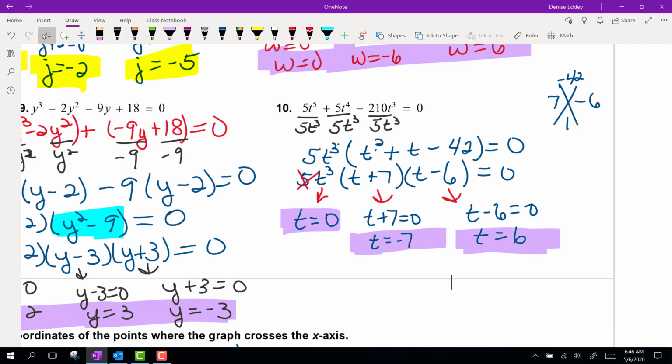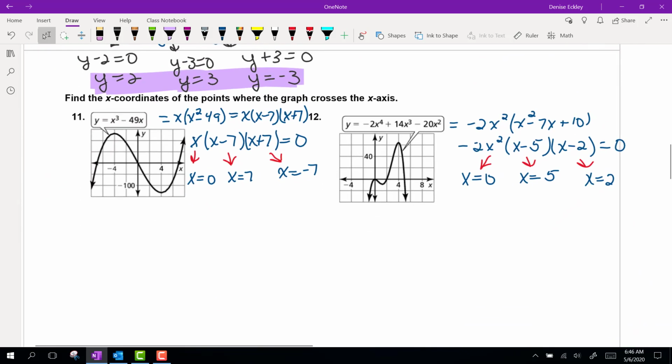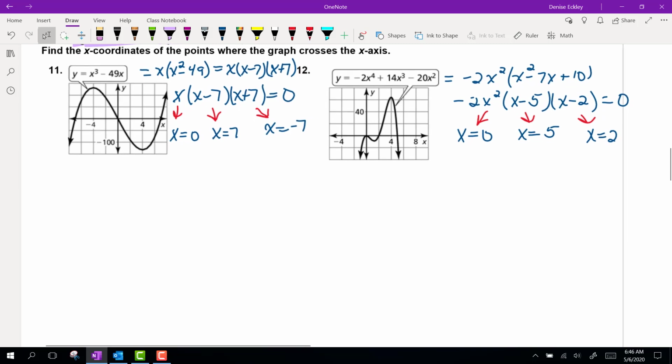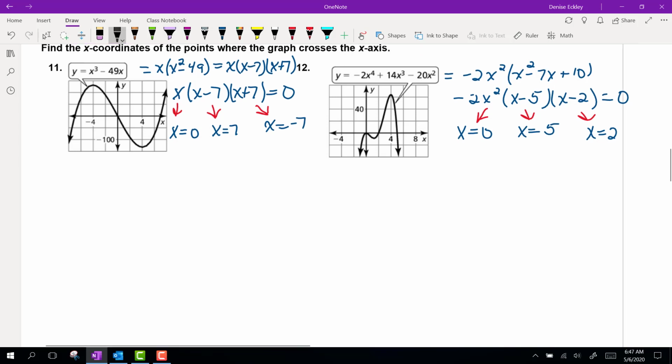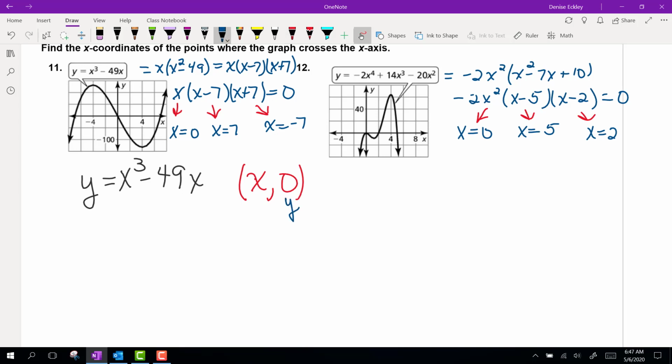Now, the last 2 problems were graphs. Now what I've done is I went ahead, and you can look at these, and I factored these and solved them, but you didn't have to do that. This is a nice thing about graphs. Finding the solutions is the same as finding where it crosses the x-axis, because just real quick here, you have y equals x cubed minus 49x. Anytime it crosses the x-axis, you're looking for a point x comma 0. So that means that y is 0. So that's what you do. You set it equal to 0. But what I'm really looking for are these 3 points.